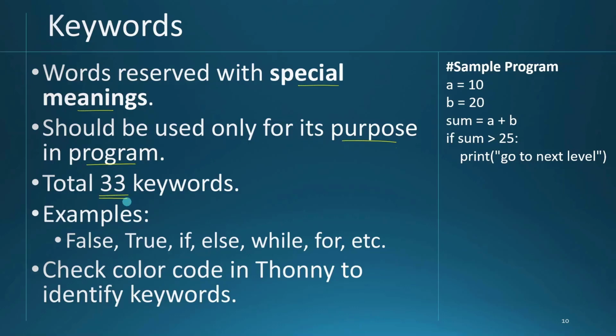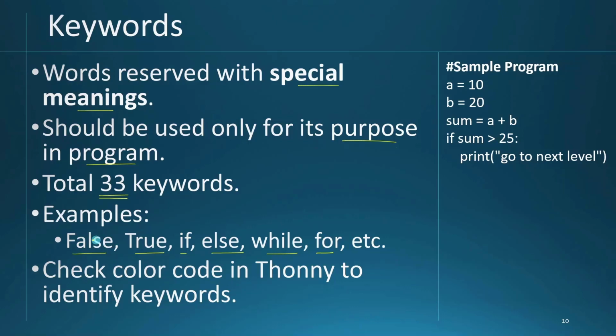Just refer to any Python book or read your text. You can see all the 33 keywords listed inside it. Some of the example keywords are False, True, if, else, while, for. So there are 33 words like this, and these words have special meaning inside Python.